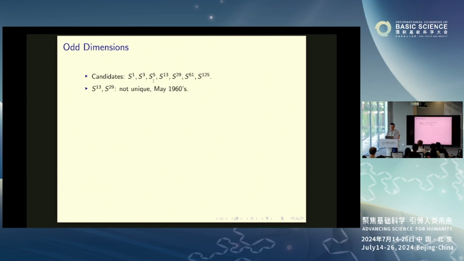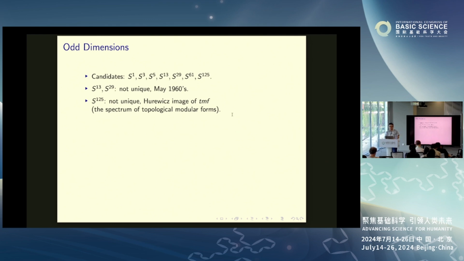So 1, 3, 5 were known before. 13 and 29 are not unique. This was done by my advisor Peter May in his thesis in the 60s. In fact, Peter May computed homotopy groups of spheres and showed that there are precisely 3 smooth structures on these 2 spheres. For dimension 125, we still do not know how many smooth structures there are, but we do know it is not unique.